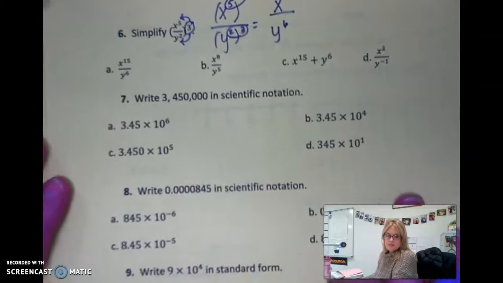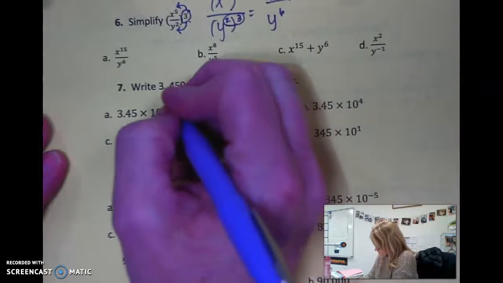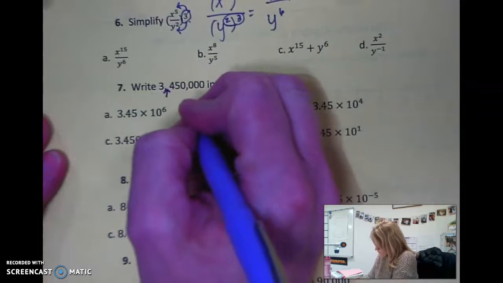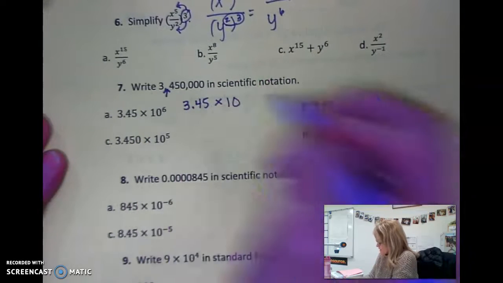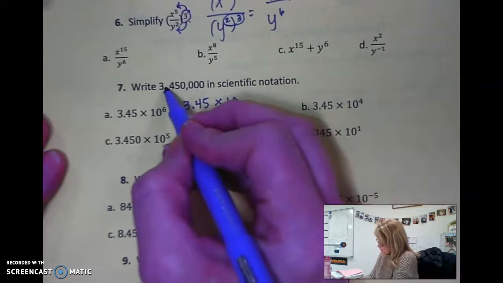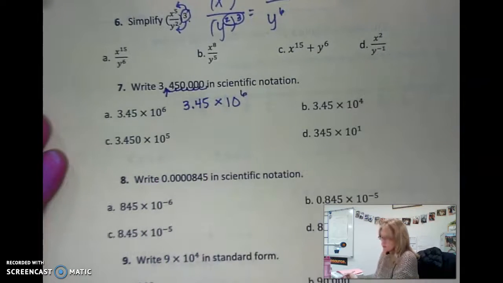Scientific notation, remember, has one number only in front of the decimal point, so that number would belong here, so 3.45, and then we always write it times 10 to a power. Well, how many places does our decimal need to move? And that would be 6 spots.